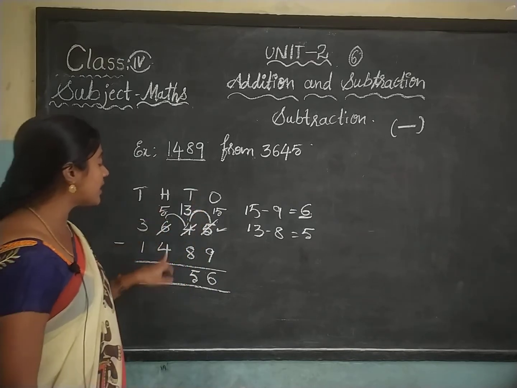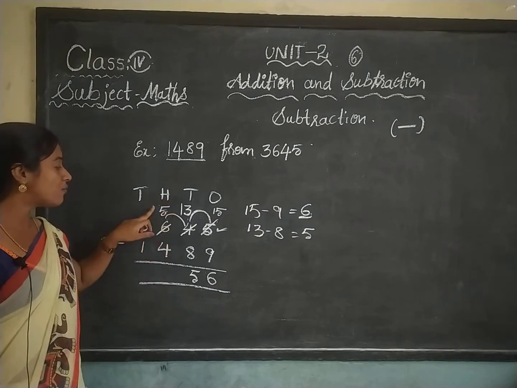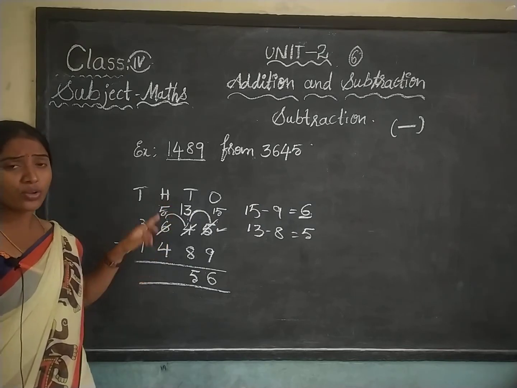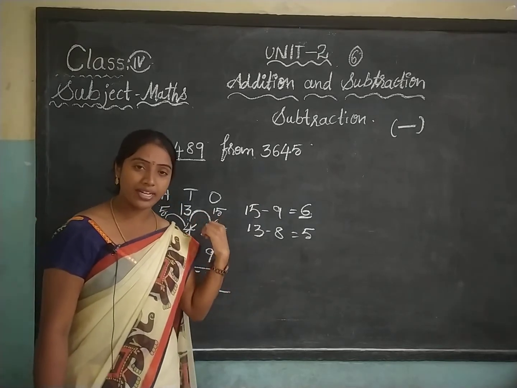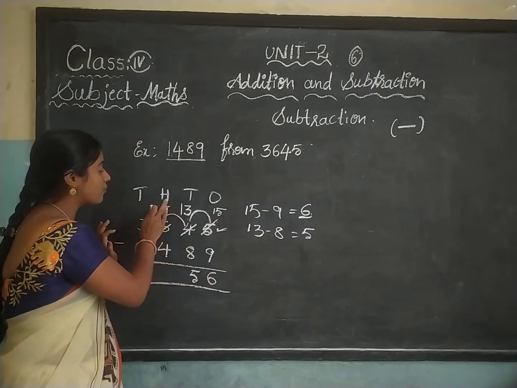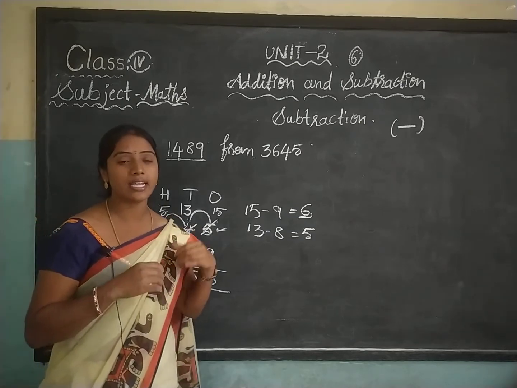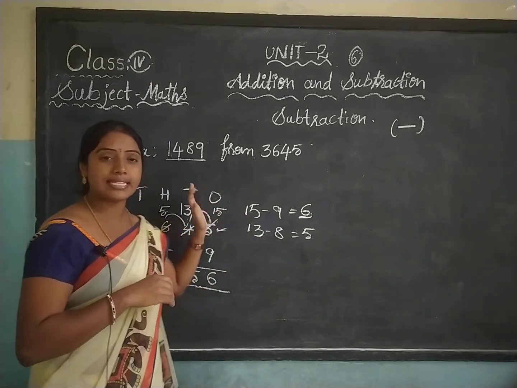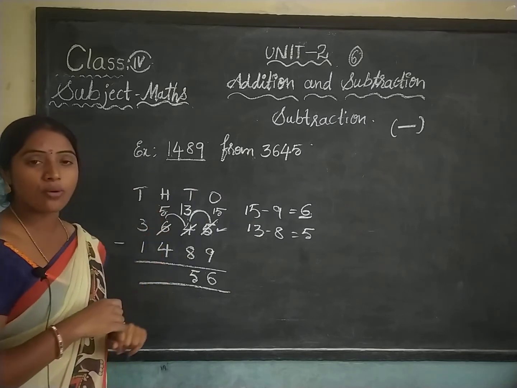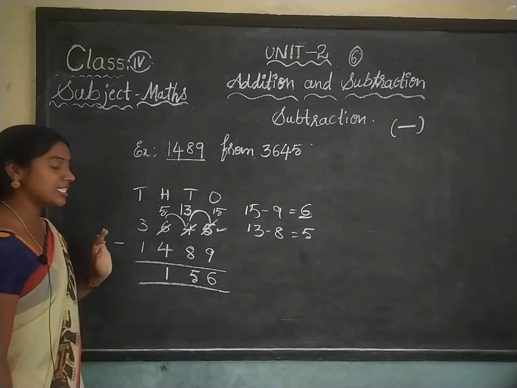Now we go to the hundreds place. Observe what the digits are in the hundreds place. 5 minus 4. Can we subtract or not? Once you have to check. See, 5 is a big number, 4 is a small number. So we can subtract. You don't take a borrow from another place. So 5 minus 4, how much? 1. So you should write 1 in the hundreds place.